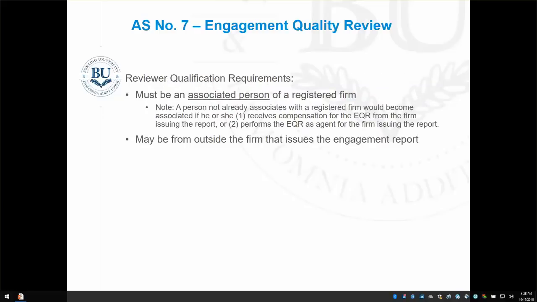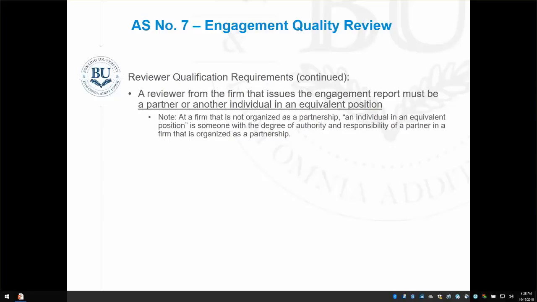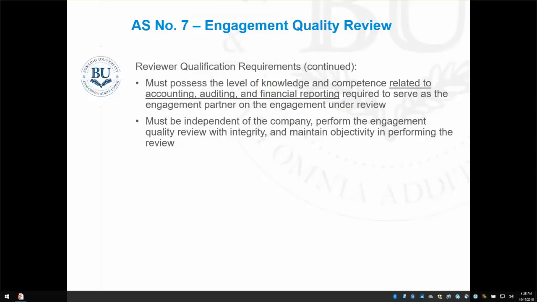So who can do the review? It must be an associated person. There is a lot more in-depth detail: if you don't have people in the firm that can do the review, you can go outside the firm, and there are other requirements for that. But generally, any partner or partner equivalent within the firm can do it. So a principal could do this. It's really someone in a position that has the appropriate accounting, auditing and financial skills as it relates to the specific engagement. They must maintain their independence and integrity and really be objective. That's the main key here: that there is an objective review of the specific work papers.